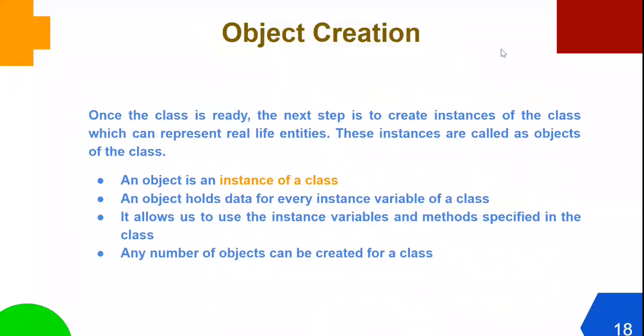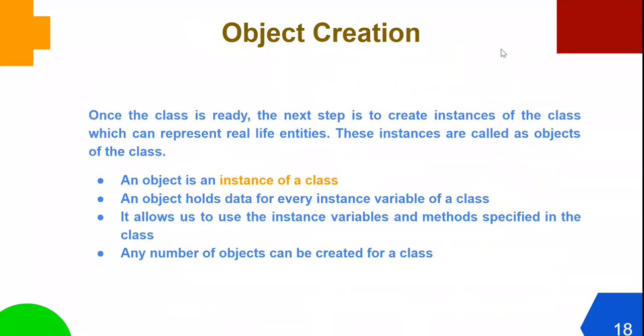Once the class is ready, the next step is to create an instance of the class. The meaning of instance is a copy, which can represent real life entities. We are saying real life entities because it contains some value which is getting stored. The instances are called objects of the class. An object is an instance of a class. I said instance is a copy of a class.